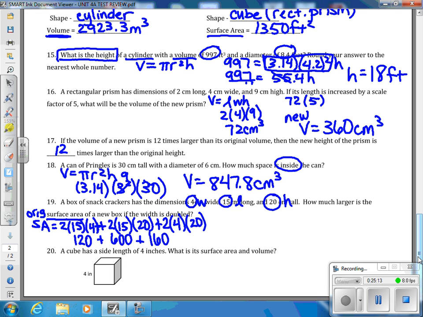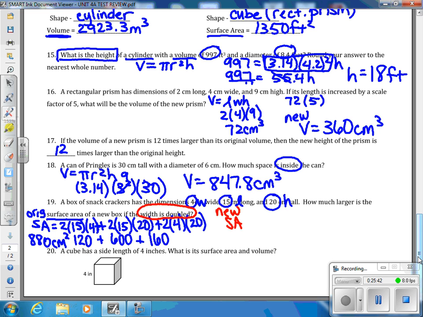So now once you add those three numbers together, the surface area of the original box is going to be 880, what are we using? Meters, centimeters squared. All right, so that's the original box. Well, now for the new box, it told you some key information. Okay, it told you that for the new box, the width is doubled.